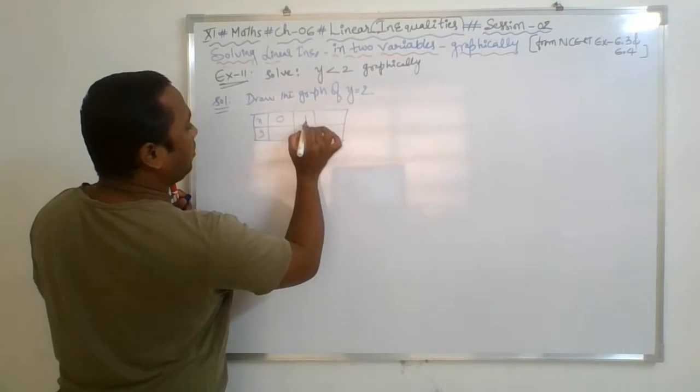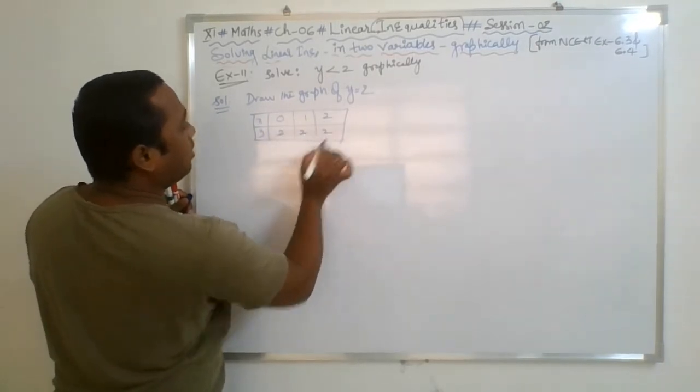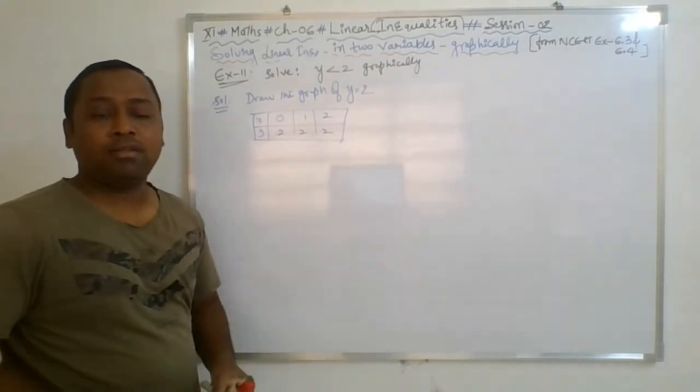So x may be 0, 1, 2, but y remains 2. You get simple points.